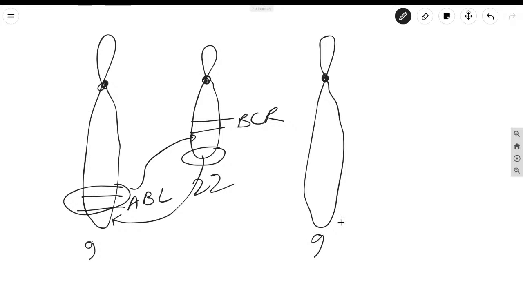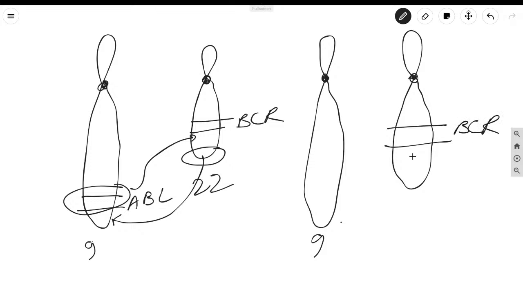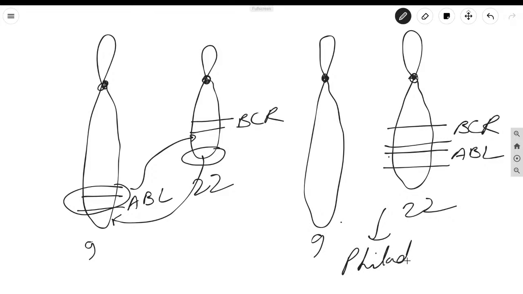So what you will be having is this one: chromosome number 9, the ABL gene is lost. Now here you have the BCR plus ABL combination. This is 22. This is known as the Philadelphia chromosome because it was first found in a person living in Philadelphia, United States, right? This is the reciprocal translocation, meaning translocation happened from both the chromosomes.